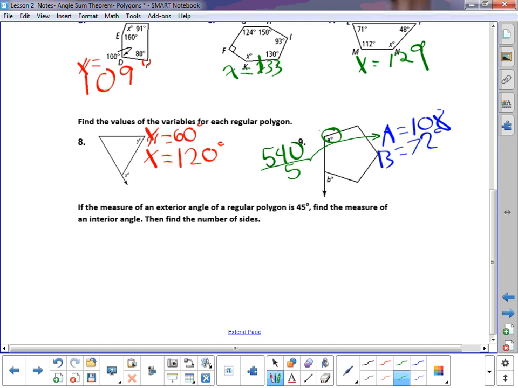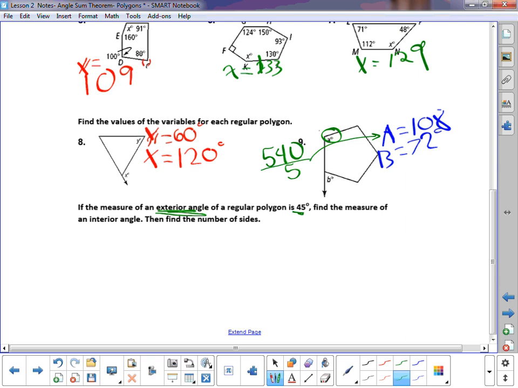Alright, so for our bottom one, it says if the measure of an exterior angle of a regular polygon is 45, find the measure of an interior angle, then find the number of sides. You did not have to do that in that order. If you didn't want to, you could have found the number of sides first. But they tell us that an exterior angle is 45 degrees. And we didn't know how many sides it has.